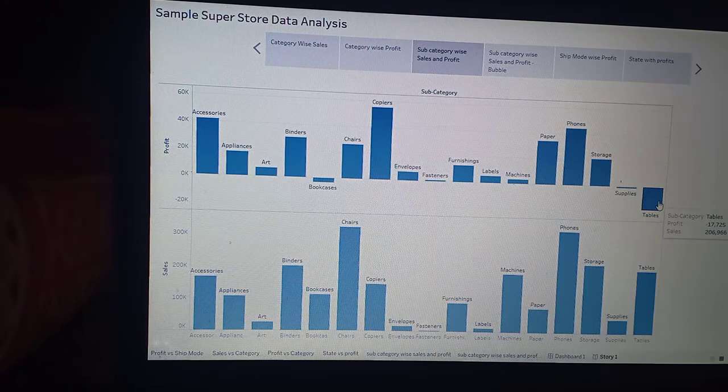We have to see what the actual problem is that people are facing with the tables. The sales is good, but why is the profit not happening? So we can do something about the tables. Then we can look into supplies, fasteners, and bookcases also. The rest of the things are pretty much going okay, but the tables part is the priority one thing that we have to fix as soon as possible.